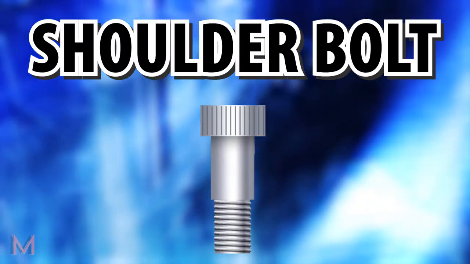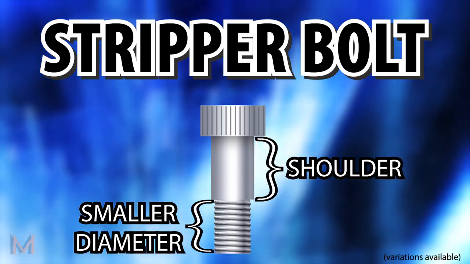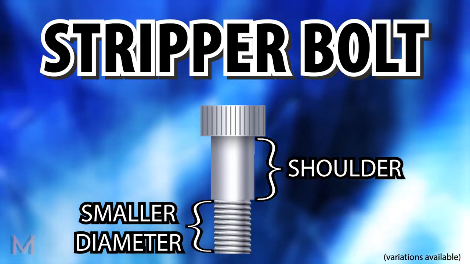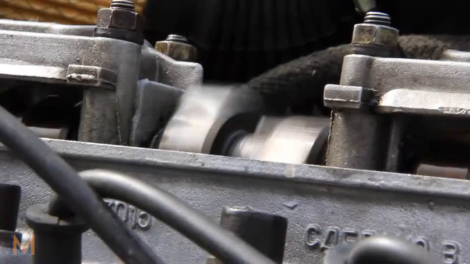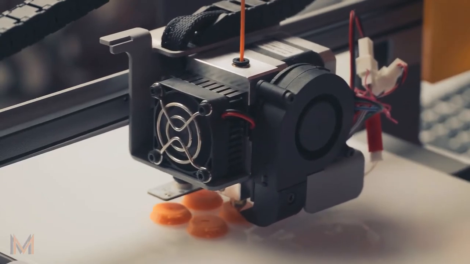Shoulder bolts, also referred to as stripper bolts, feature a threaded section smaller in diameter than the shoulder, which are both specified when looking for shoulder bolts. The shoulder often functions as a shaft or axle with a rotating or sliding part and are used in many different applications.